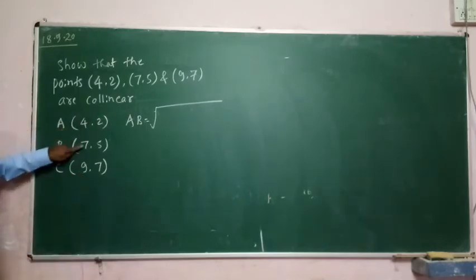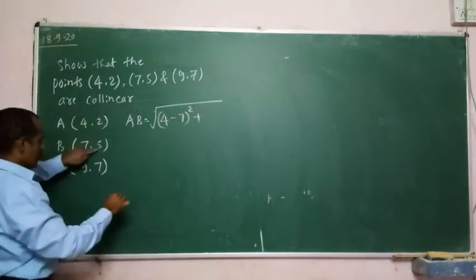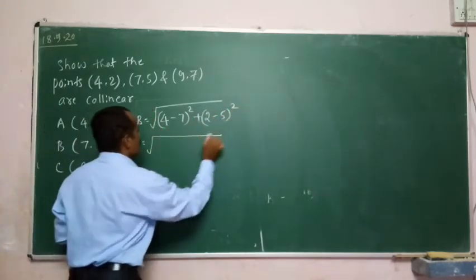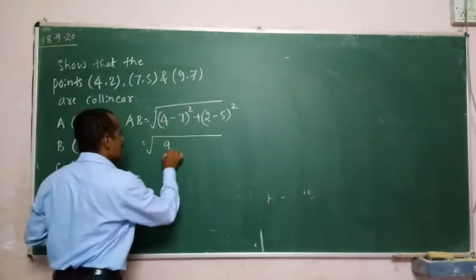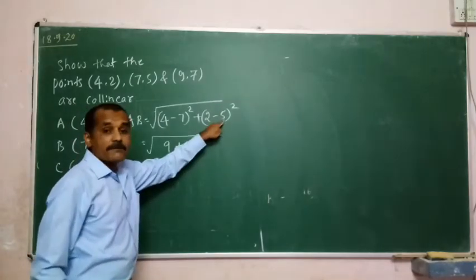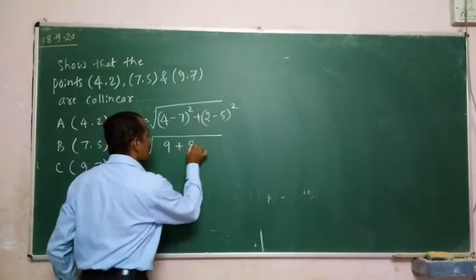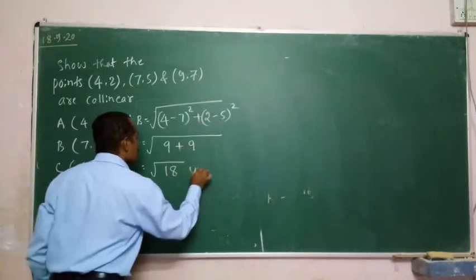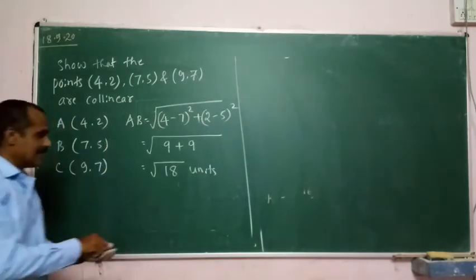Length of AB, and we start under the root. See, very easy. This minus this, or this minus this. Anyway, you can start. Under root, (4 minus 7) the whole square plus (2 minus 5) the whole square. 4 minus 7 is minus 3, minus 3 square is 9, plus 2 minus 5 is minus 3, minus 3 square again 9. So root 9 plus 9, root 18 units. We got the first length, AB cleared.